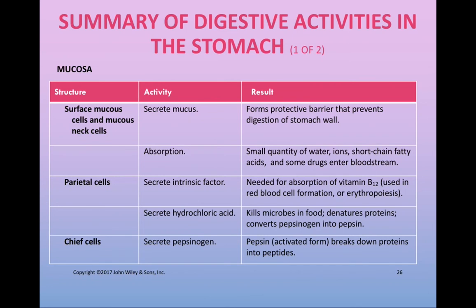When activated, pepsin catabolizes proteins into smaller peptide chains. So we can hopefully see just how integral hydrochloric acid is to the function of the stomach and the protection of the body. But hydrochloric acid is not the only secretory product of our parietal cells. We also see that the parietal cells are releasing another chemical known as intrinsic factor. And intrinsic factor is a critical player in the absorption of vitamin B12.